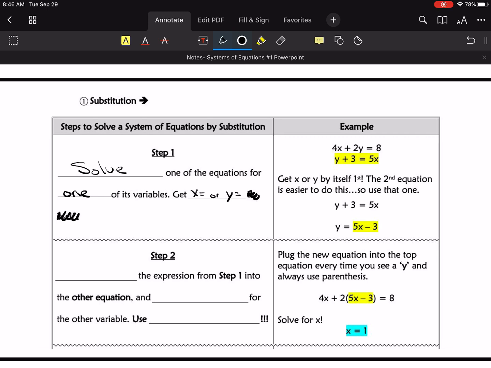So when I look at my example here, it looks like this bottom equation would be the easiest to get one of the variables by itself, because y is already almost by itself. We just need to do one little step to get it by itself. So I would subtract the 3, and then I would get y equals 5x minus 3. So that's step 1, get one of the variables by itself.